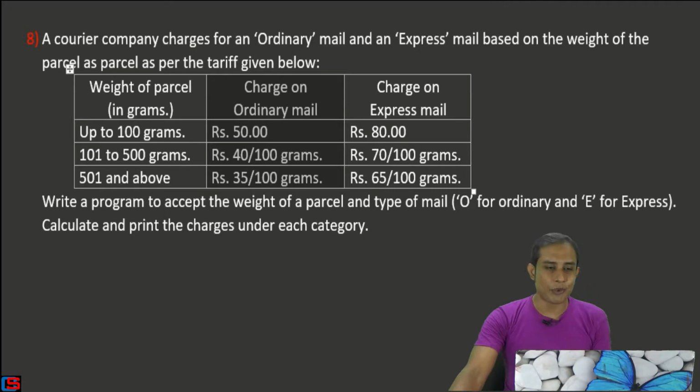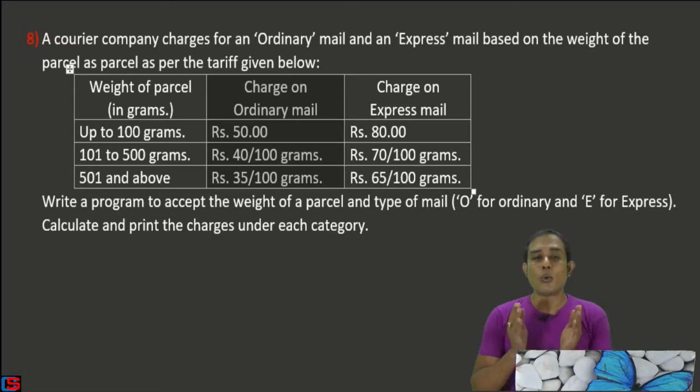Now the question arises, up to 100 grams it is rupees 50 fixed charges. Okay, no problem. But 101 grams to 500 grams it is rupees 40 per 100 grams. Now the question arises in this portion, what is meant by per 100 grams? It means if the parcel weight is, suppose, 200 gram, then for the first 100 gram it is 40 rupees, and for the next 100 gram, that is 100 plus 100 it becomes 200, the charge will be again 40 rupees. So 40 plus 40 becomes 80 rupees.